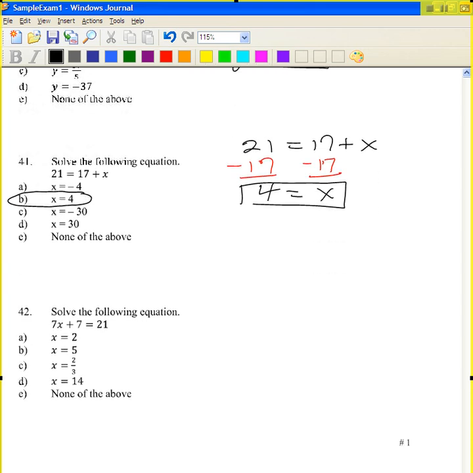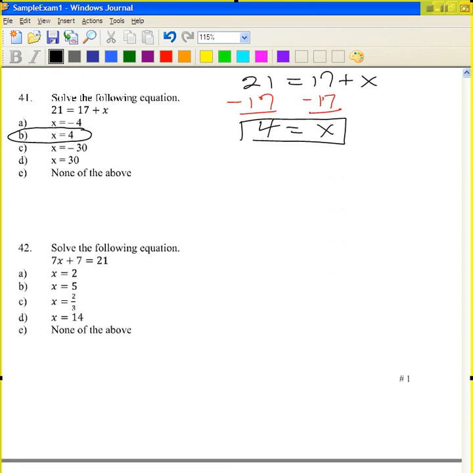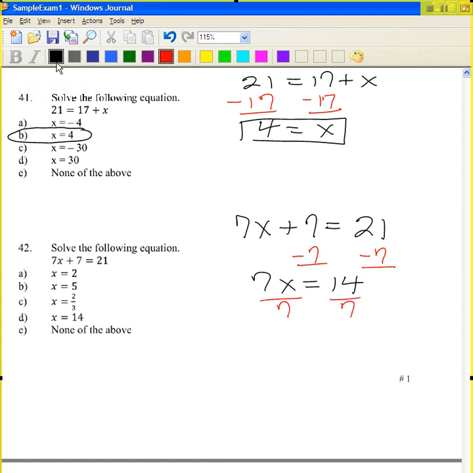Let me do problem number 42. So again, let's solve this equation. So 7x plus 7 equals 21. Subtract 7 from both sides of my equation. So 7x equals 14. Divide both sides of my equation by 7. So x equals 2. So A.